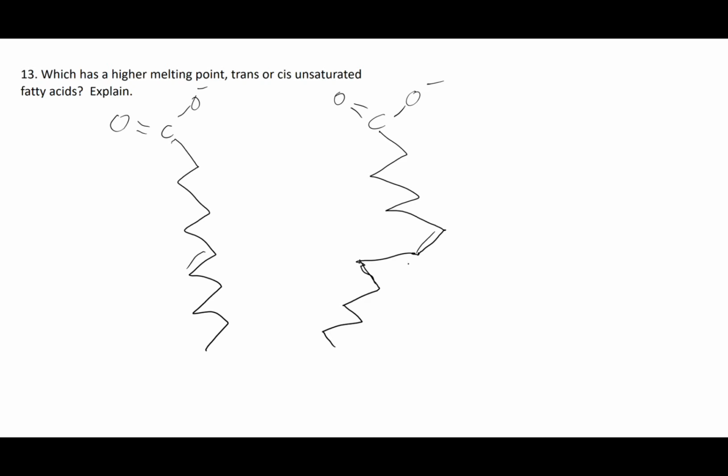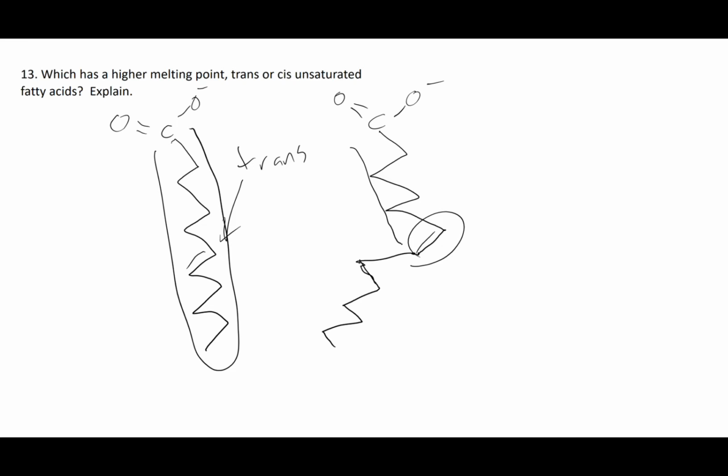All right, so as you can see, when we draw a trans fat, basically the lipid tail ends up being nice and straight. It can still adopt its zigzag type conformation. All right, so the tail of a trans fat is more or less a linear structure. Anytime we have a cis double bond, right, it introduces a kink into the structure of that fatty acid.